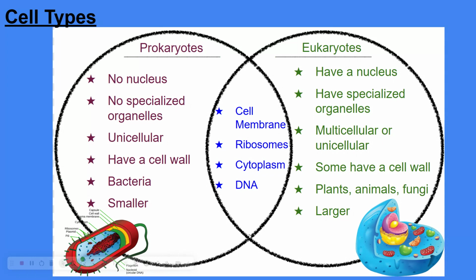Now, all cells, whether they are prokaryotes or eukaryotes, have 4 shared characteristics. They all have a cell membrane. They all have ribosomes. They all have cytoplasm, so that watery stuff that's inside of the cell membrane. And they all have DNA. For eukaryotes, the DNA is in a nucleus. For prokaryotes, the DNA is just kind of hanging out in the cytoplasm.